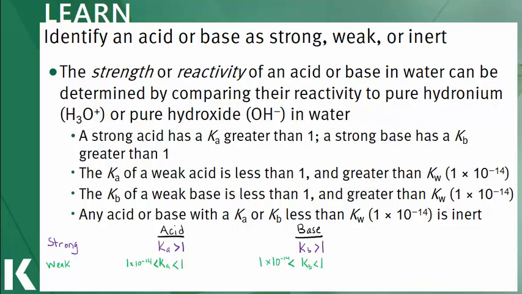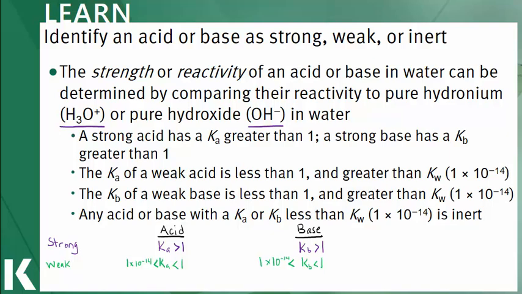These ranges aren't arbitrary though. Strong acids, like hydronium, have a Ka equal to 1, and strong bases, like hydroxide, have a Kb equal to 1. So any dissociation constant less than that is not considered strong. That said, 1 times 10 to the negative 14th is the value of Kw, and a Ka or Kb less than that would not be reactive.